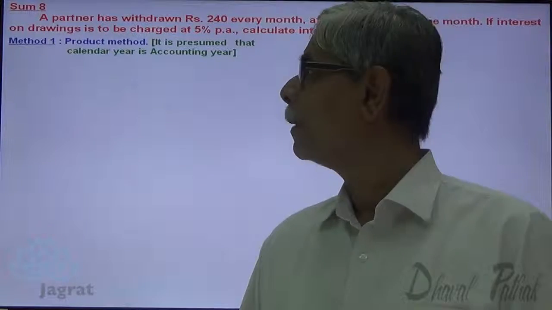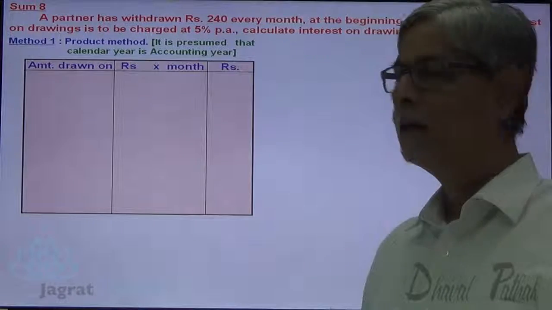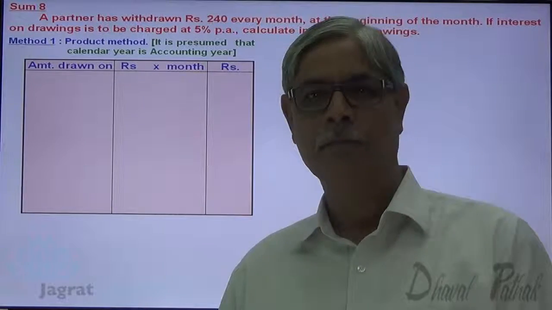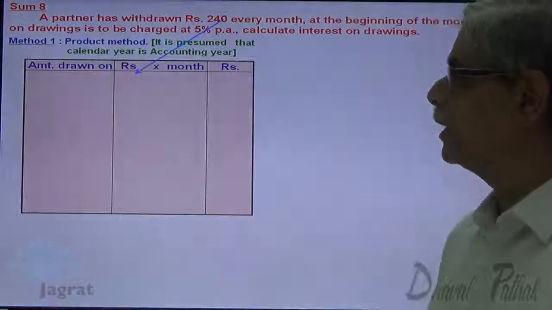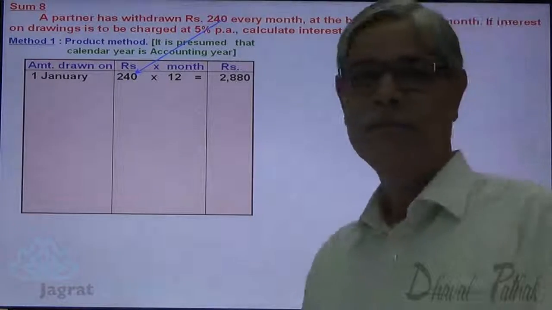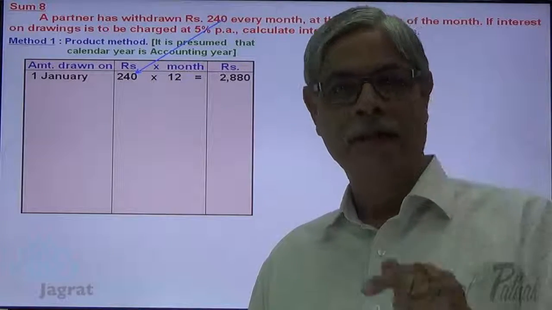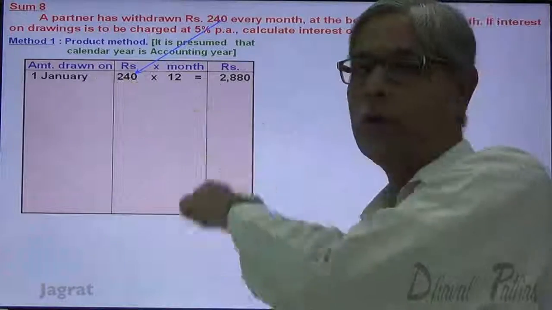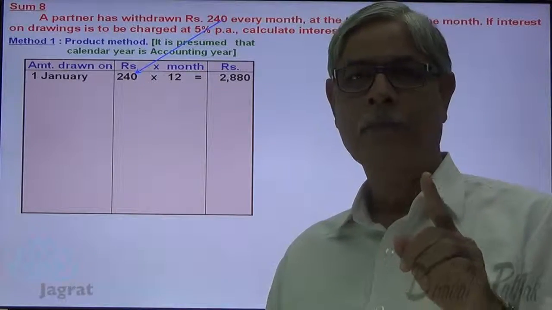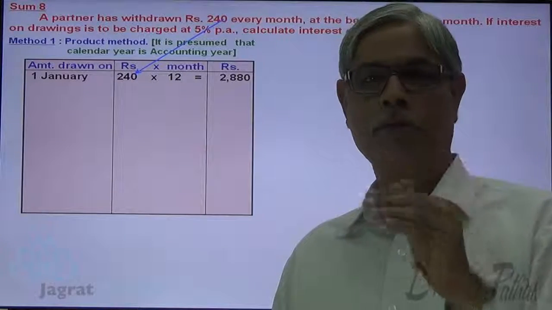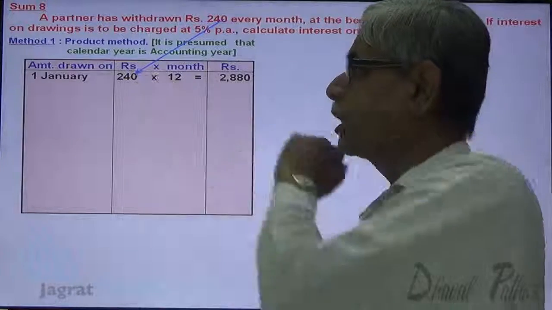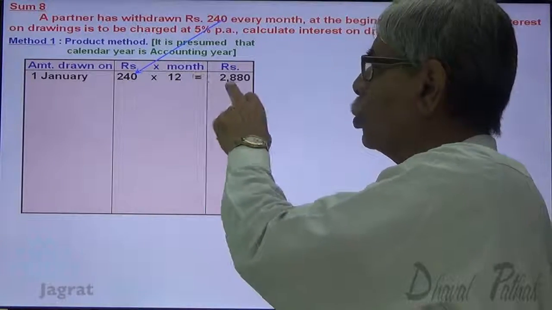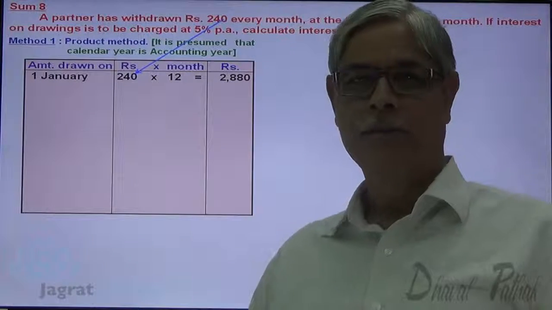Now see, here look at the calculation part. Amount drawn at the beginning of each month, calendar year is my year. So amount drawn on 1st of January, 240. From 1st of January till the end of the year, interest on drawings needs to be calculated. So from 1st of January to 31st of December, number of months are 12, amount drawn is 240, 240 multiplied by 12, 2880 is the product.